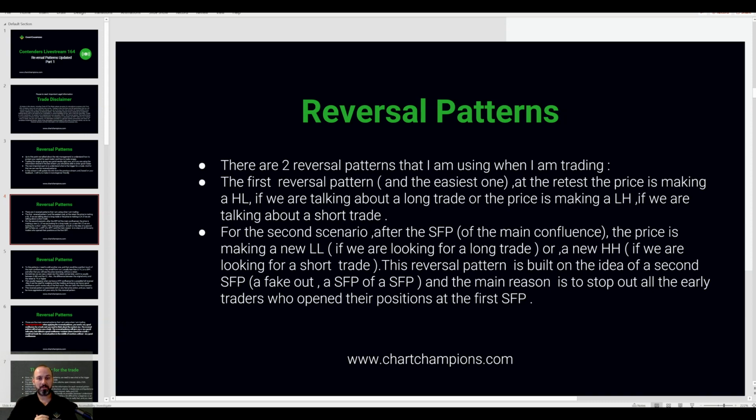For the second scenario, after the swing failure pattern of the main confluence, the price is making a new lower low if you're looking for a long trade, or a new higher high if you're looking for a short trade. This reversal is built on the idea of a second swing failure pattern, a fake out, a swing failure pattern of a swing failure pattern, and the main reason is to stop out all the early traders who opened their position at the first swing failure pattern. This is also a very good pattern, and works really well. I'm trying to cover as many scenarios as possible, so when you want to open a trade, you know exactly what to look for.